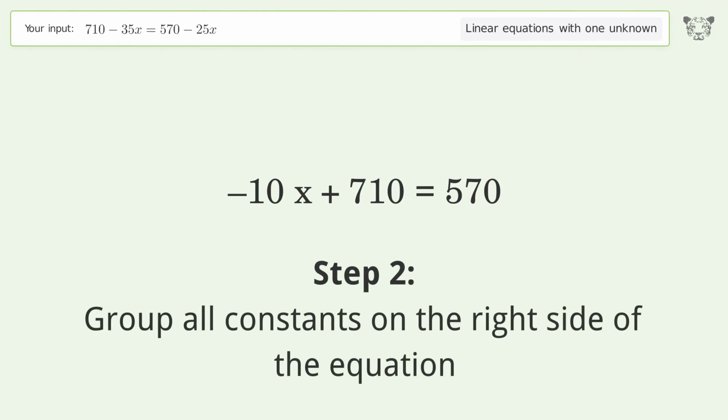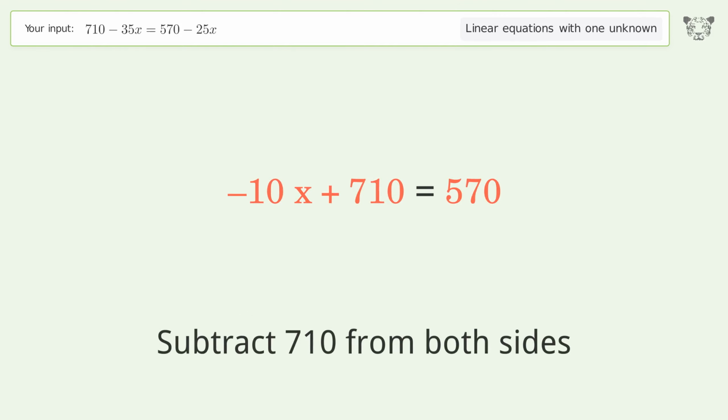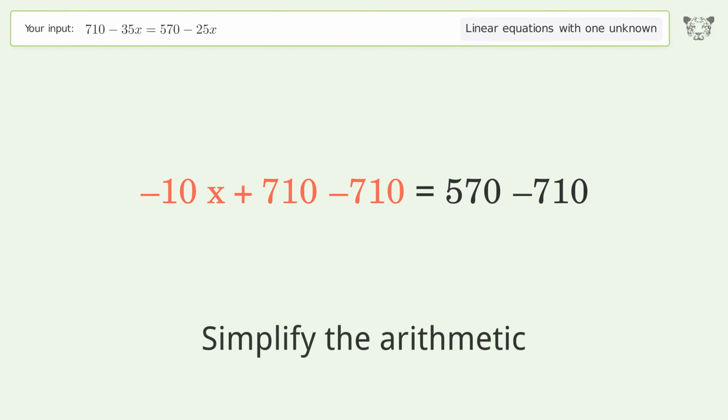Group all constants on the right side of the equation. Subtract 710 from both sides. Simplify the arithmetic.